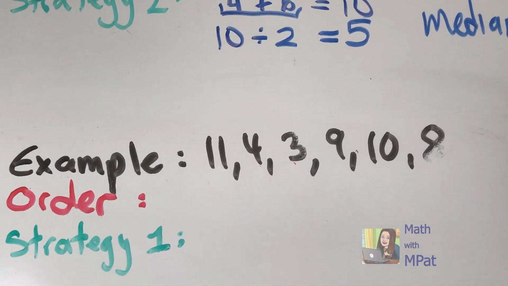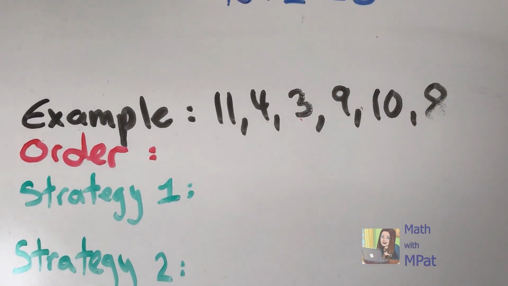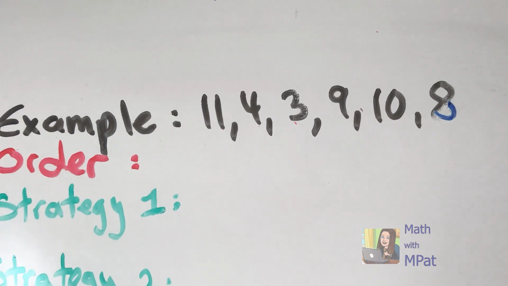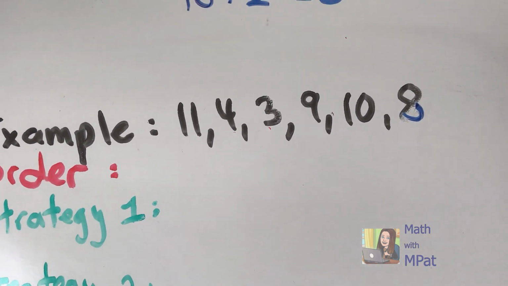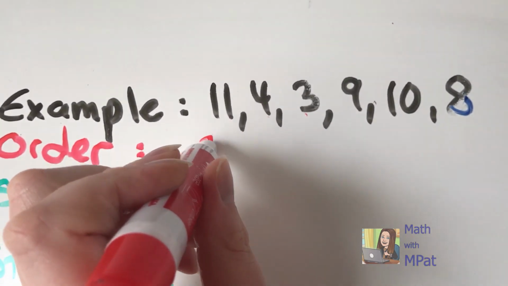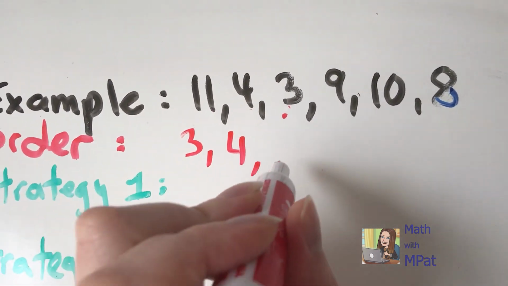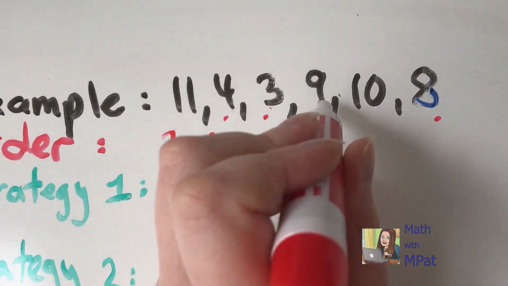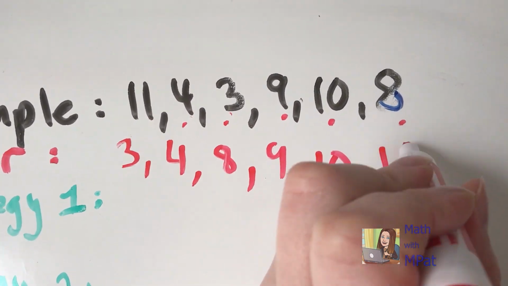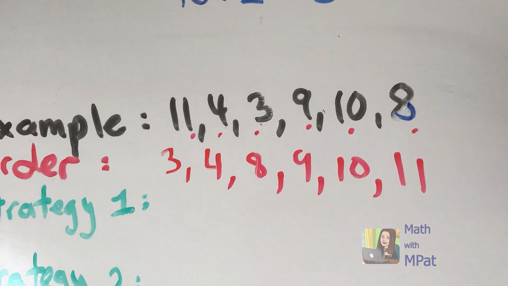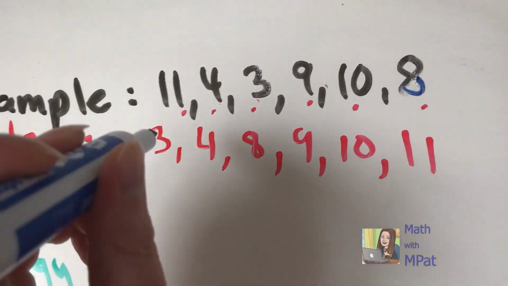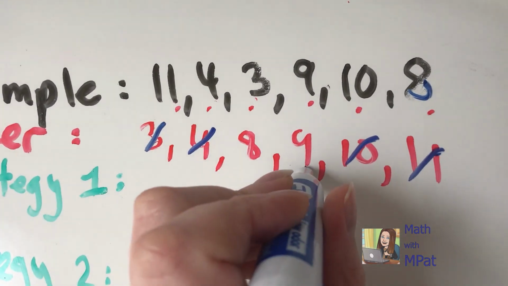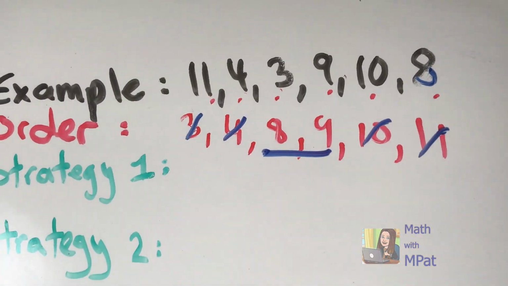Okay, let's try our second example. Here we have 11, 4, 3, 9, 10, and 8. 8 got erased a little bit. Sorry, there you go. We start again by putting them in order. 3, 4, 8, 9, 10, and 11. Let's cross them out like we did before. 3, 11, 4, and 10, and I'm stuck with 2 numbers in the middle again.